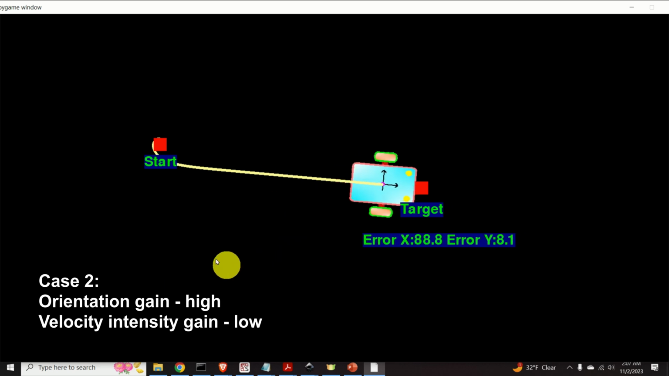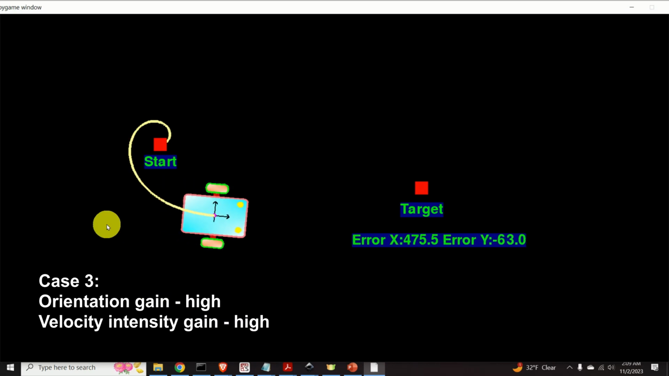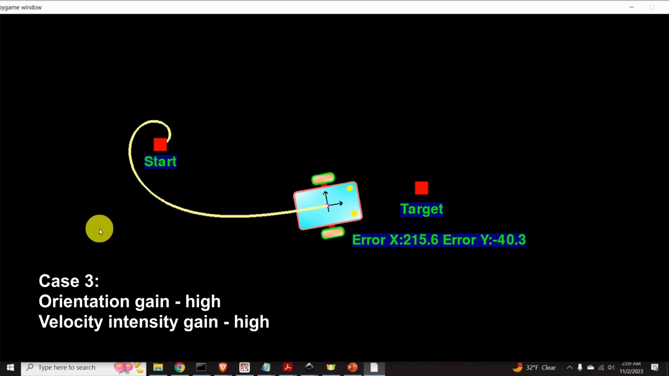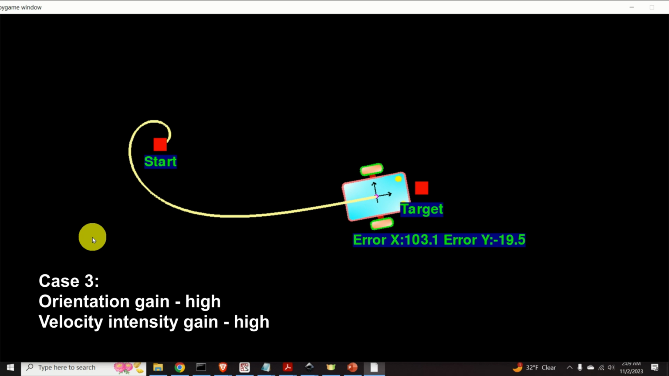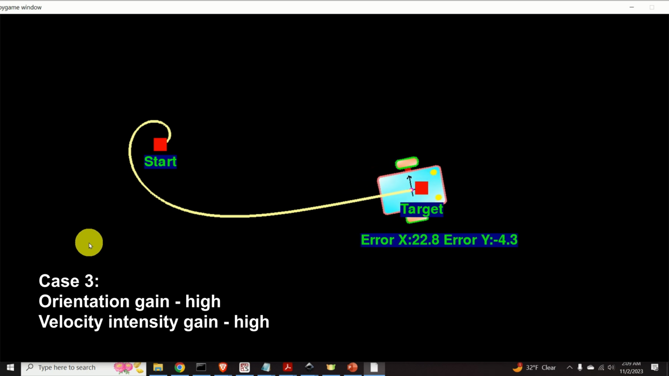Let's do that. In the third case that you're currently watching, both the orientation control gain and the velocity control gain are high. We can observe that the robot slightly deviates from the shortest path, however, the response is much faster, and we can see that we reach the target in a relatively short time interval. Perfect.